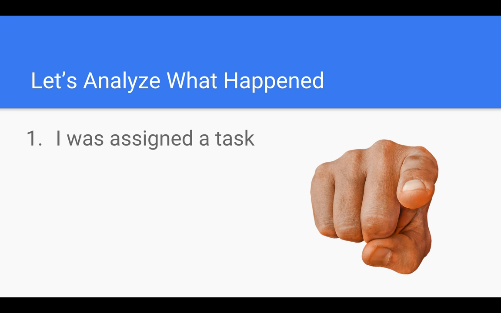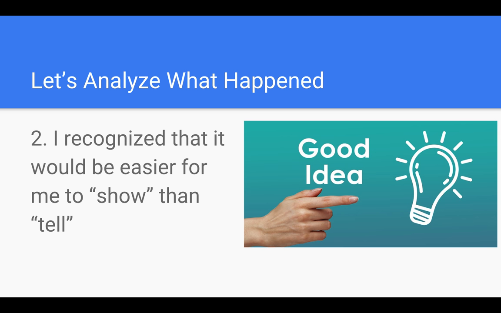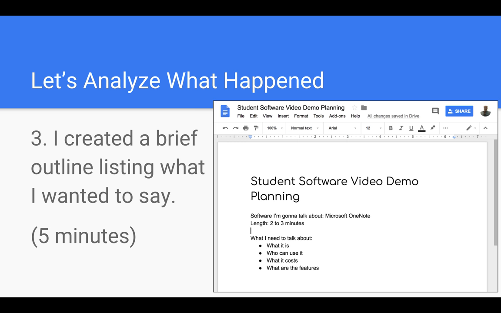So let's analyze what was happening. I was assigned a task, and I recognized that it would be easier for me to show the concept and how I use OneNote than to tell you. If I tried to explain it to you, it would have been a lot of words, and I'm not sure you would have understood it. I created a brief outline of what I wanted to say. Something short. It took me 5 minutes, not even really 5 minutes, to throw that together.